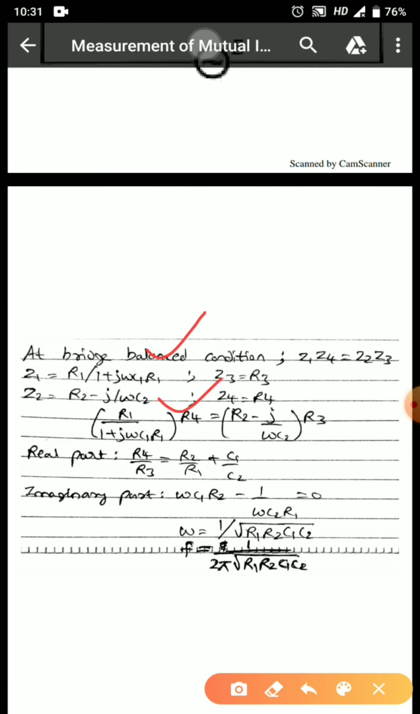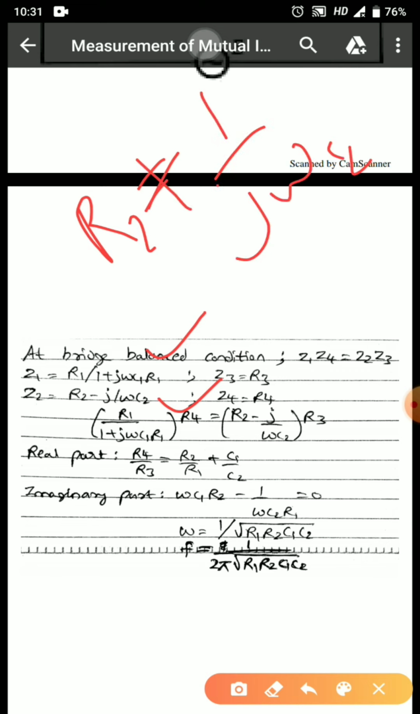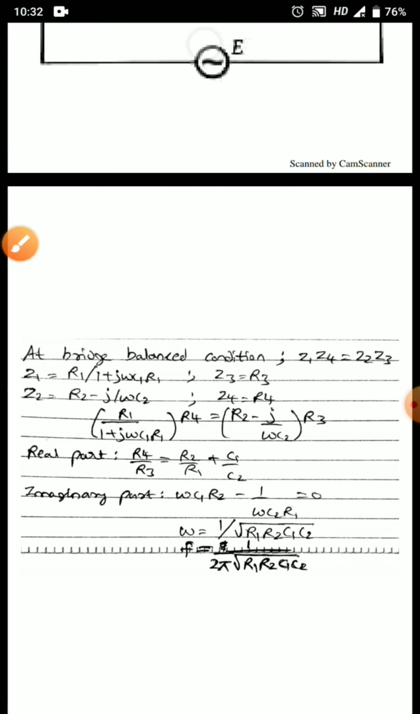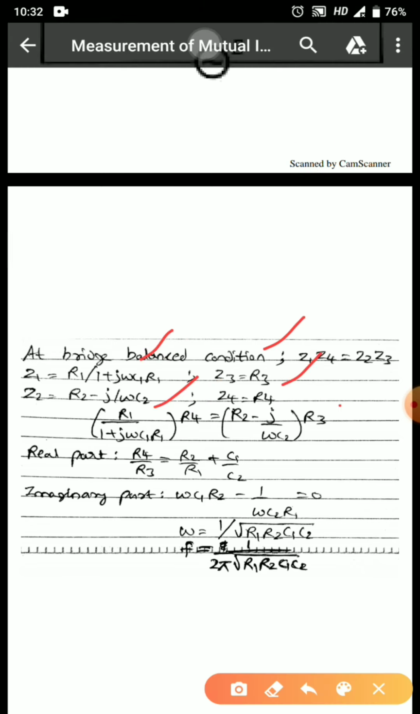The impedance of the second arm I am getting to be R2 minus j by omega C2. How am I getting this? This is R2 plus 1 by j omega C2. So when j is coming to the top, it becomes minus j. Right, so in this manner I am getting the second impedance. The third and fourth impedances are only R3 and R4. Now substituting all these values in the bridge balance equation.